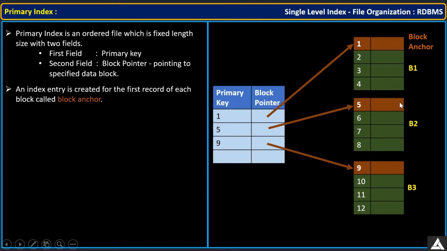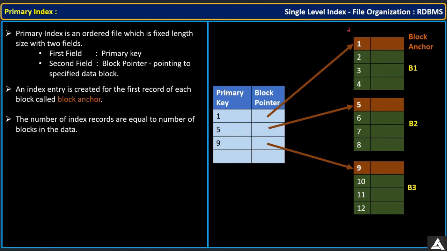In every block, the first record we call a block anchor. So however many blocks we have, that many block anchors will be there. For that first record we are going to create an index entry. Then the number of index records: here, how many index records are we going to have? That many as the number of data blocks. All these are the data blocks. So the number of index entries is the number of blocks. That's it. 3 blocks are there, so 3 index records are there.